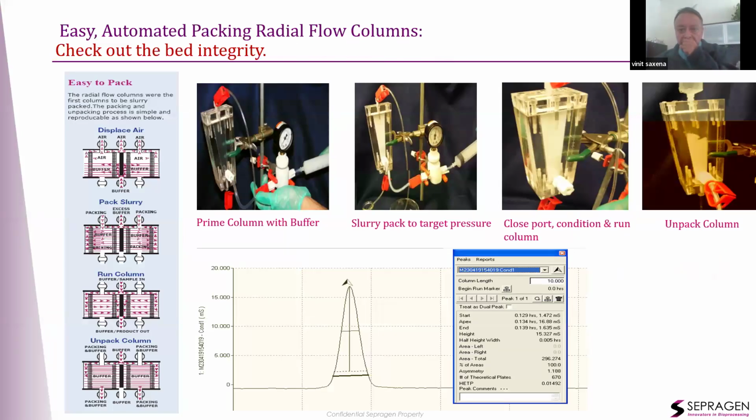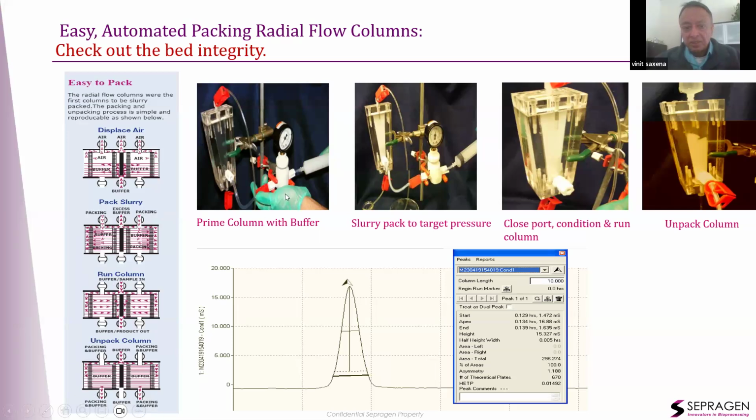And here's a simple example for packing a wedge manually. On the left panel, you see how you pack a radial flow column. You initially fill up from the bottom, displace the air out, then pack the slurry through the two packing ports into this annular chamber between the two frits. You don't have a frit on the top that blocks the resin from going in. So you can just pump the resin slurry in, and the resin gets trapped between these two frits. The excess buffer comes out until the column packing pressure rises, and then you close the packing ports and stabilize the bed by running in the forward and reverse direction and check the HETP and asymmetry.